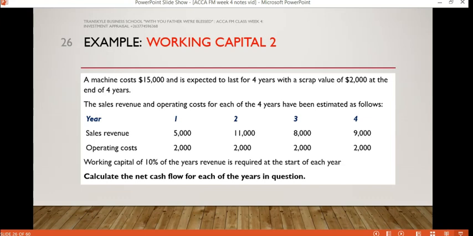Okay, so a working capital of 10% of the year's revenue is required at the start of each year.